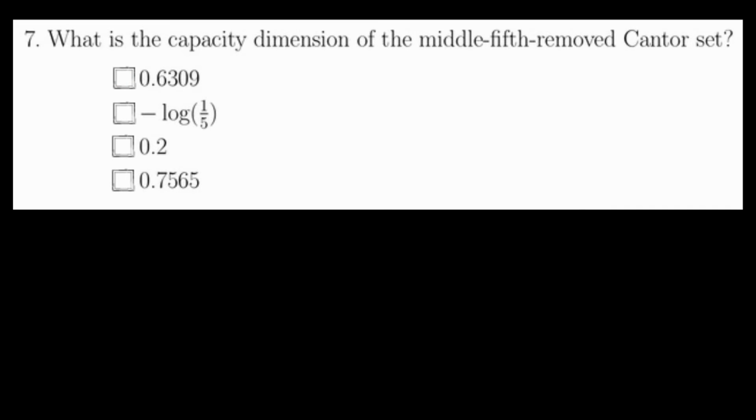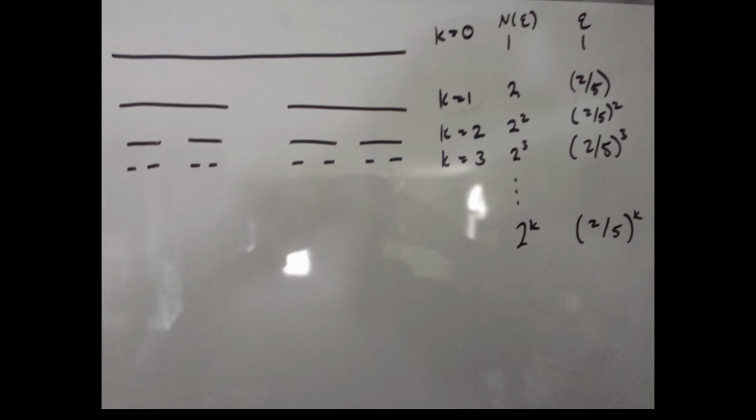For the final question, what is the capacity dimension of the middle fifth removed Cantor set? While this procedure is very similar to calculating the middle third removed Cantor set, let's go through it step by step. For simplicity, let's assume this line is 1 long. So in the k equals 0 step, we can cover this line with one ball of size epsilon equal to 1. In the k equals 1 step, we remove 1/5 of this line. That means that the remaining pieces are 2/5 long, and we have 2 of them. So in the case of k equals 1, we need N of epsilon equals 2, and epsilon equals 2/5.